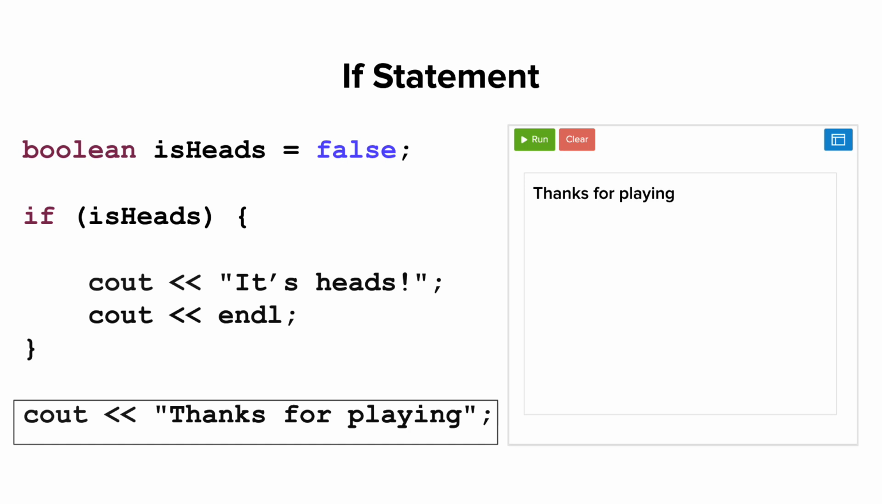Now let's look at what happens when the variable is false. In this case, the code block from the if statement is skipped, and "Thanks for playing" is the only line that's written.